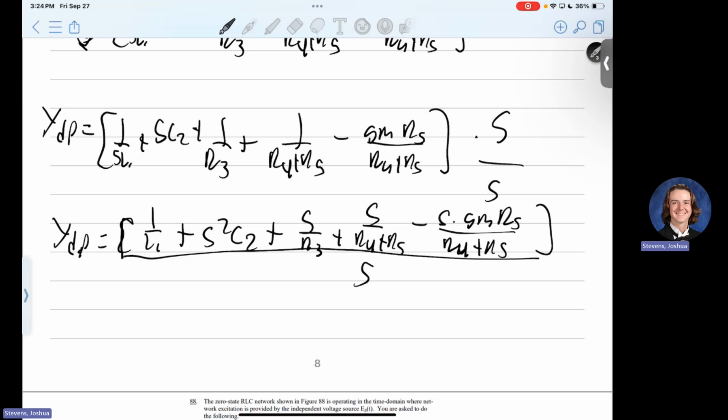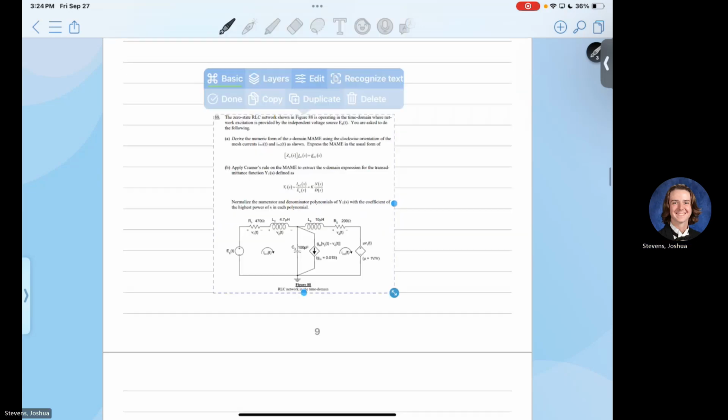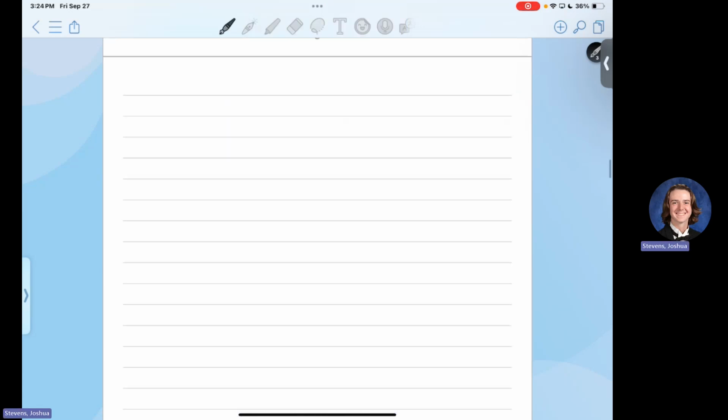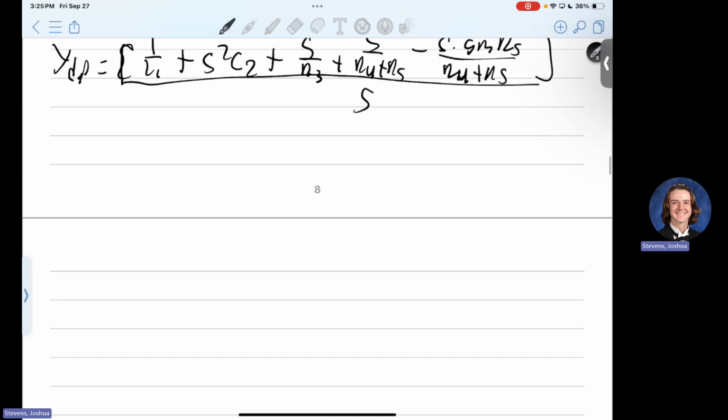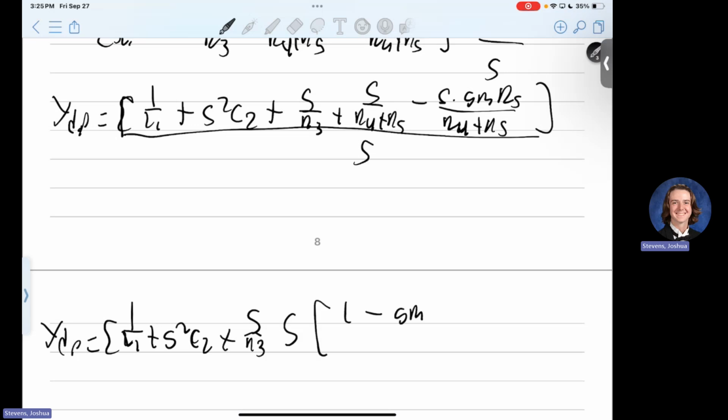At this point, you could also just plug it in a calculator. There's a lot of stuff to do, but the way I'm going to do it is combine a couple like terms and make my life a little bit simpler. YDP equals still the same: 1 over L1 plus S squared C2 plus S over R3, plus S times 1 minus GM R5 over R4 plus R5, and this is still all over S.